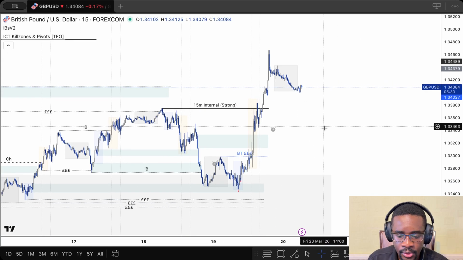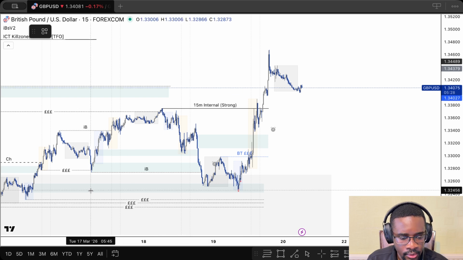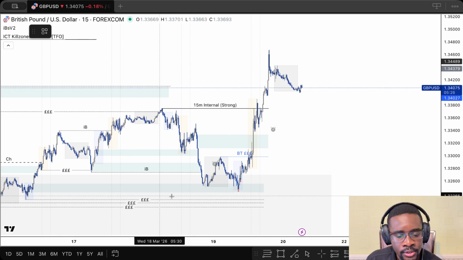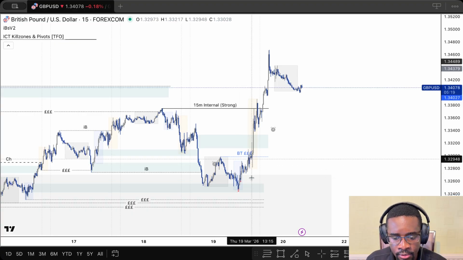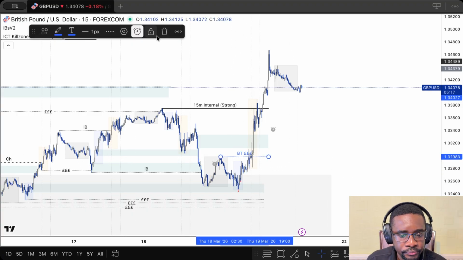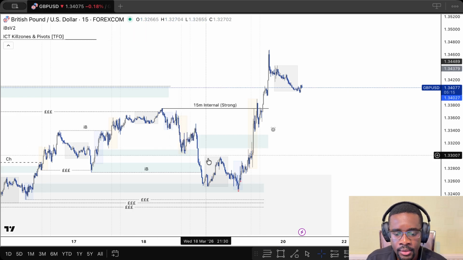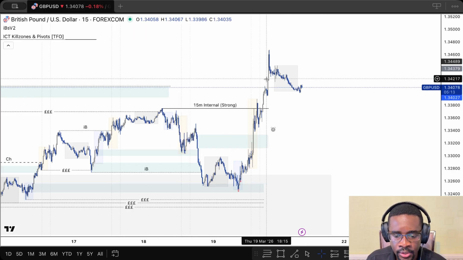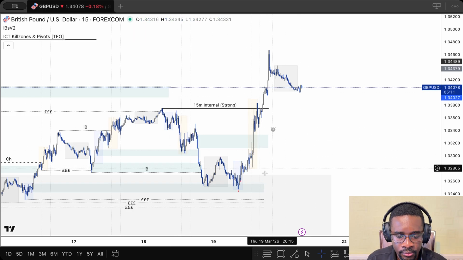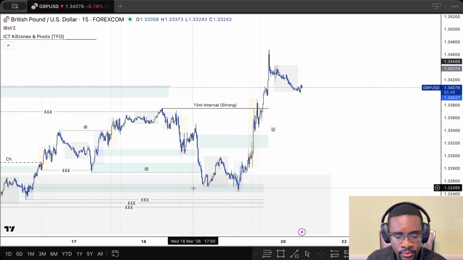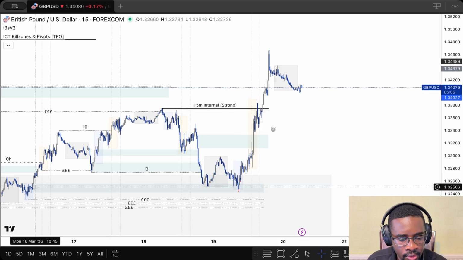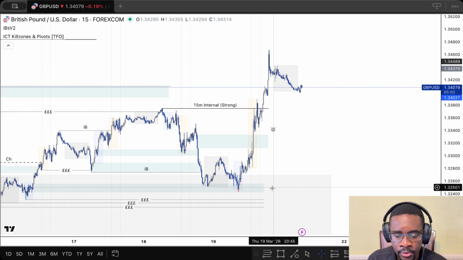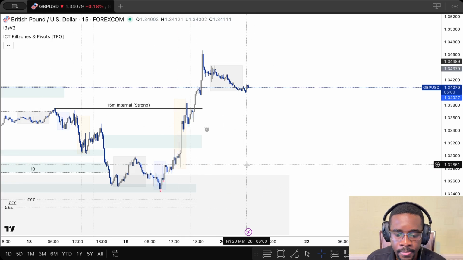So yesterday I was expecting, or at least anticipating, that price would run one of these lows and then be able to look for highs. However, that did not happen. Price simply just ran away soon after sweeping these Asia lows and respected this demand area.